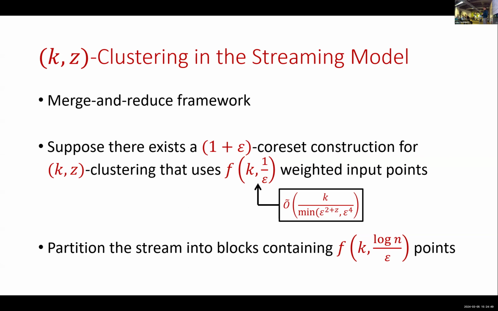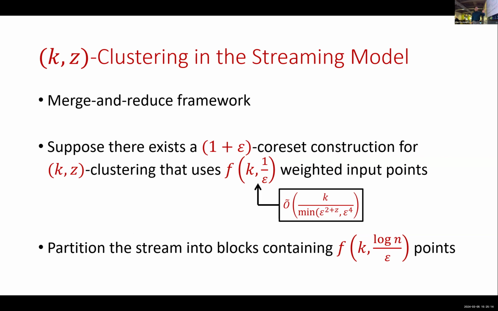So remember that a core set is just some summary of the data set, but it needs the entire data set before the core set is built. A standard way of using core sets for streaming algorithms is this merge and reduce framework. Suppose we have some algorithm that will provide us a good approximation, a good core set. Then how do we get a streaming algorithm?